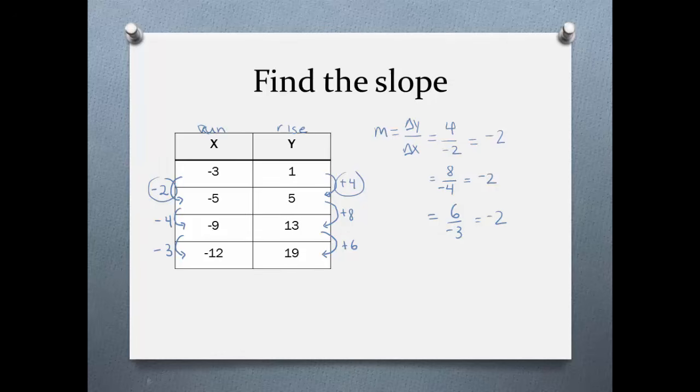And if you wanted to, you could pick one of these points, call it x1, y1, and pick the next point and call it x2, y2, and you can use the slope formula and you will find out that you still get a slope of negative 2.